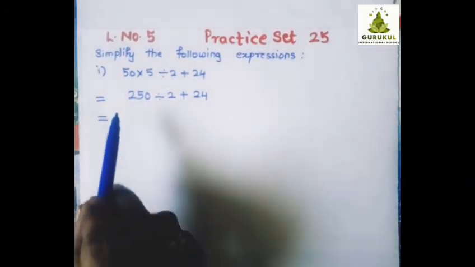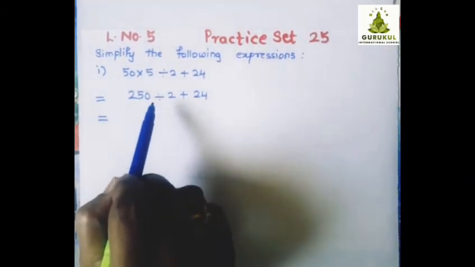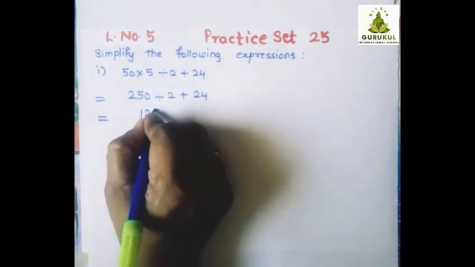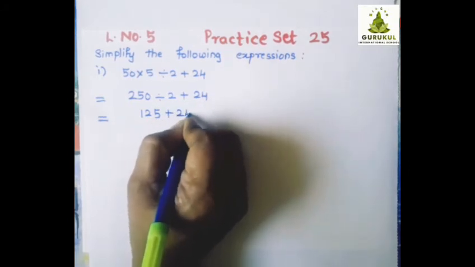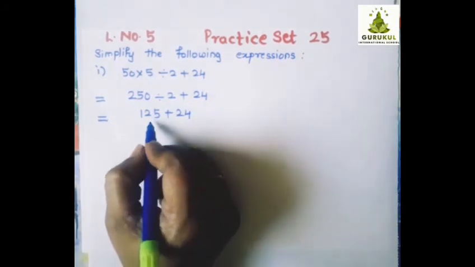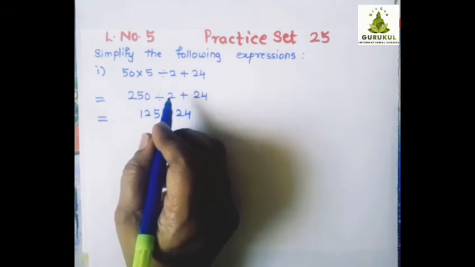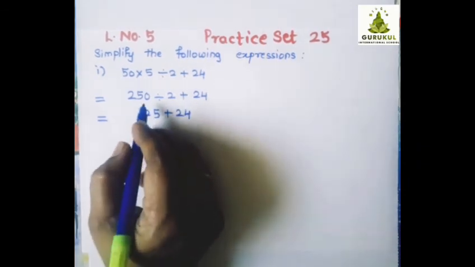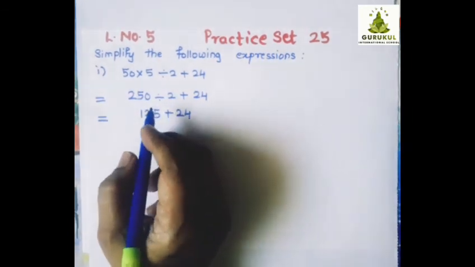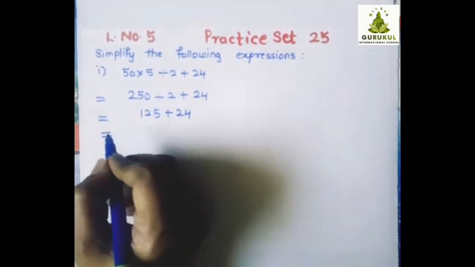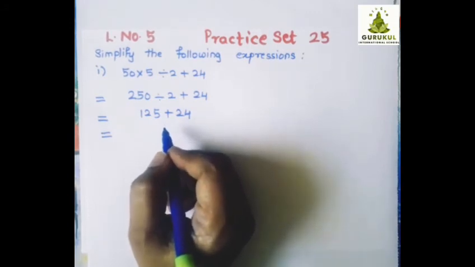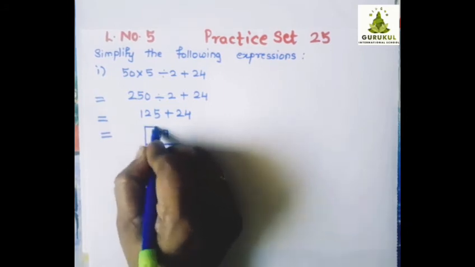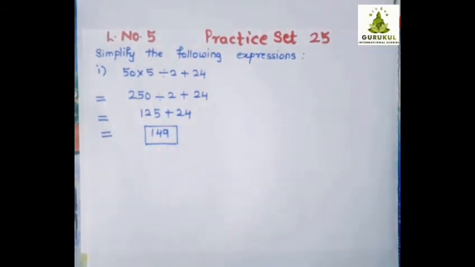In this one again first we should perform division. So 250 divided by 2 will be 125 plus 24. Now I am doing this division orally. If you are not able to do this, you can do it in rough work. Division you can do in a rough work and find out the quotient. Now 125 plus 24 will be 149. So the answer for this one is 149.